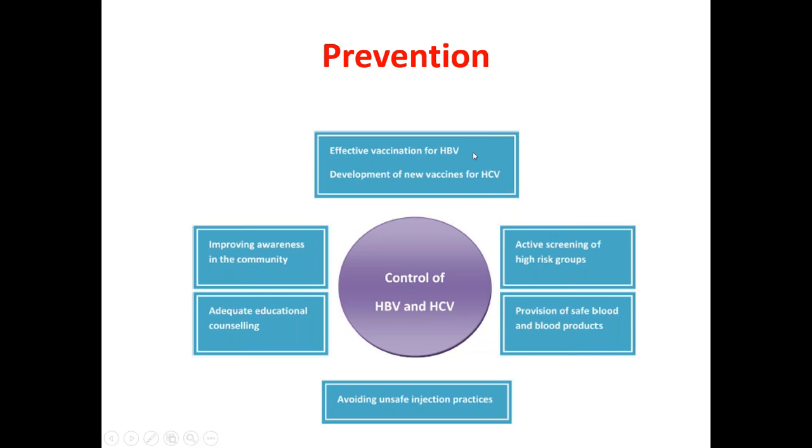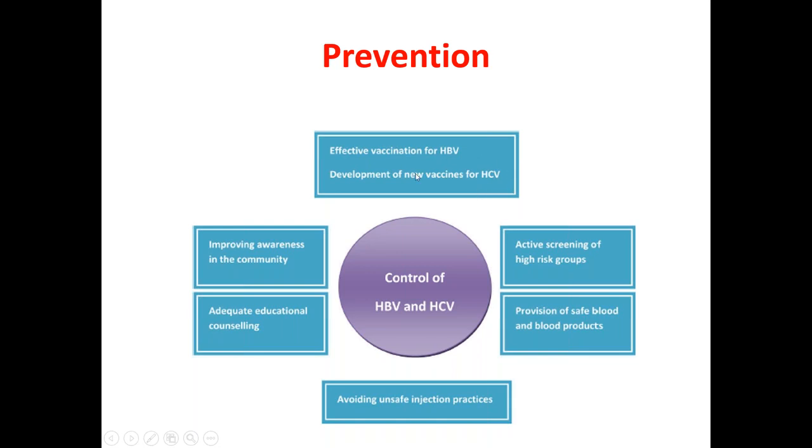Now, something about the prevention. Now, in chronic viral hepatitis, to my mind, the most important thing is to prevent HBV and HCV. Now, how can you prevent HBV? We have already discussed vaccine. A simple vaccine is available, which can be given very easily and has got a very good response. So the first and foremost strategy to prevent HBV is vaccination.